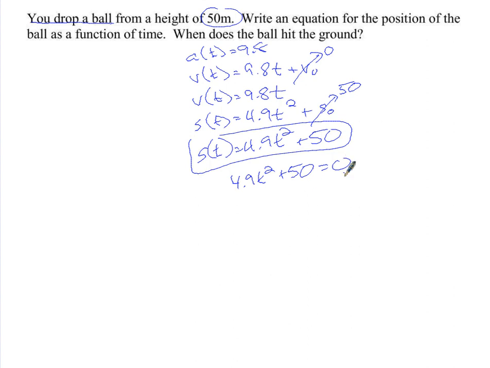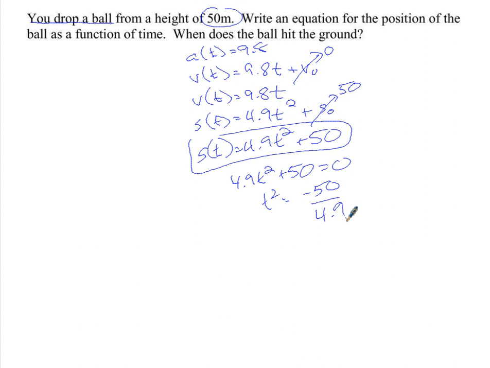So I move the 50 over, I divide by 4.9, I get t squared equals what? I subtract the 50 from both sides, which gives me... I divide both sides by 4.9, which gives me... and then I do what? Square root, but what? Yeah. So that's not the case. That's not what's going to happen.